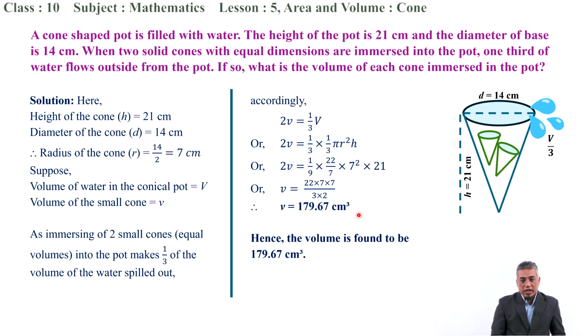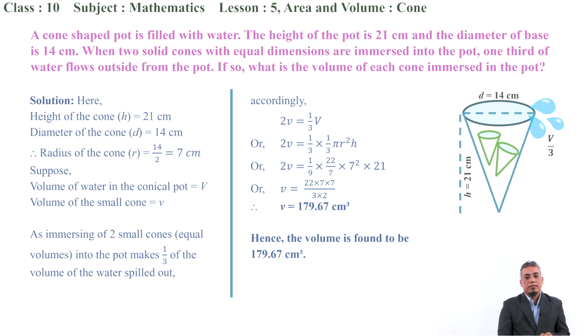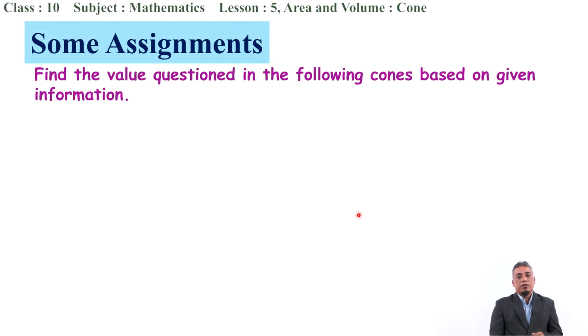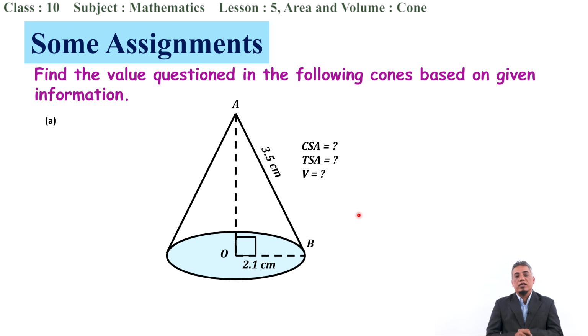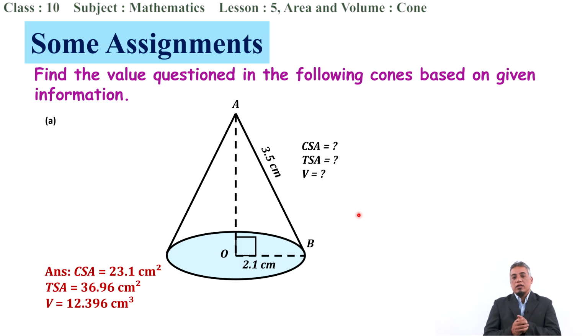Okay, now I am going to give you some assignments. First is to find CSA, TSA and V out of this given condition. The condition is radius is given, slant height is given, main height is not given. So how to find it, you know it. And here is its answer. You can pause the screen and copy this to practice.